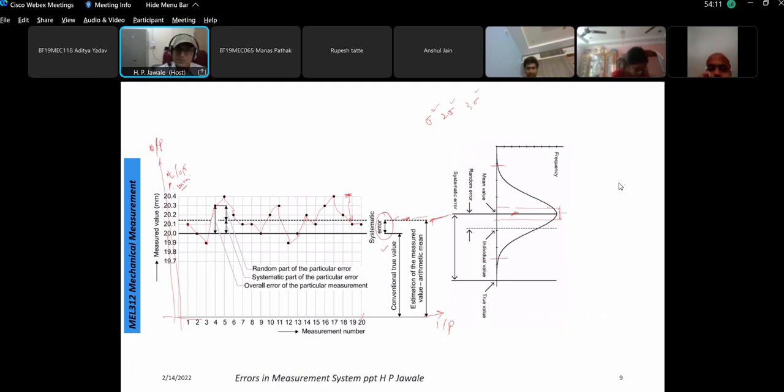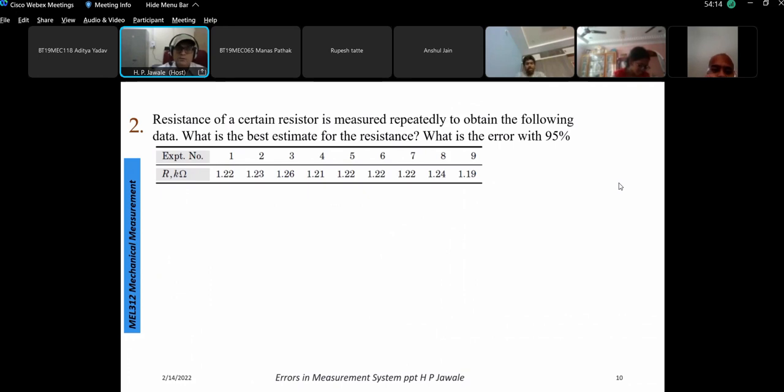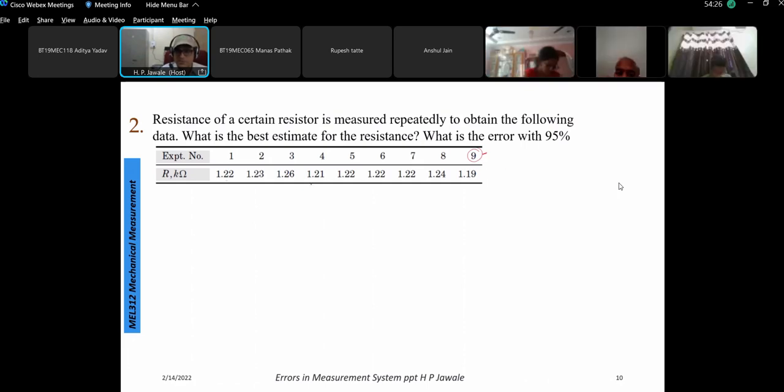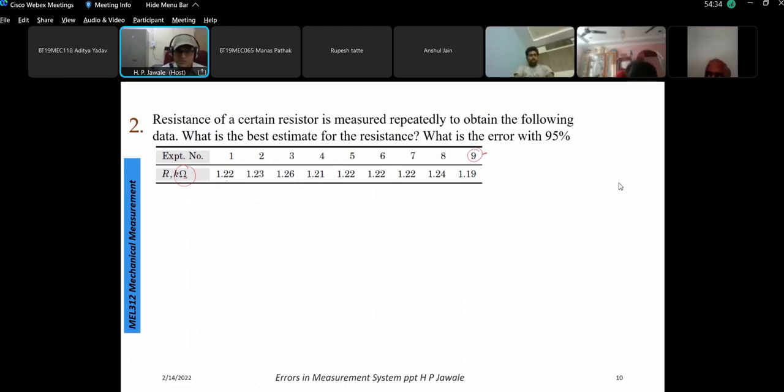So with this understanding, let us now see the numerical. This is again given in the textbook. Say a measurement of some resistance or pressure is made a number of times, say 9 times, and these are the individual readings. For example, here it is a measurement of the resistance. So what is the best estimate of resistance?